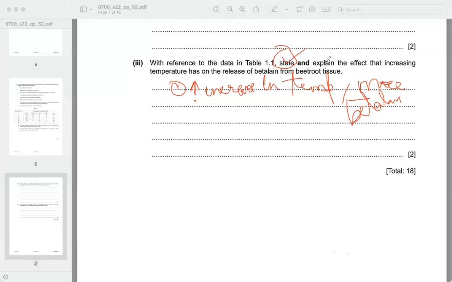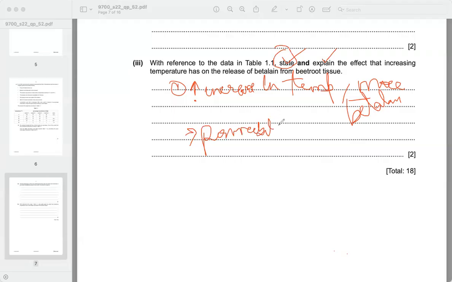Now we talk about the explain part. Why do you think that is happening? As we are increasing the temperature, what all can happen due to high temperatures? If we go back to our study, permeability increases.